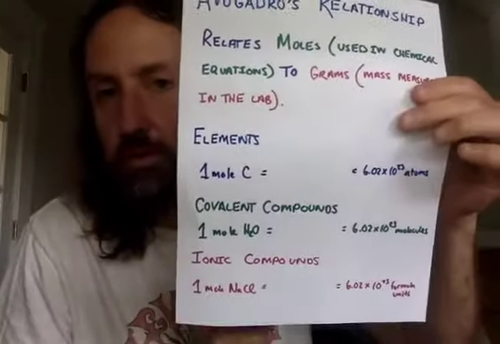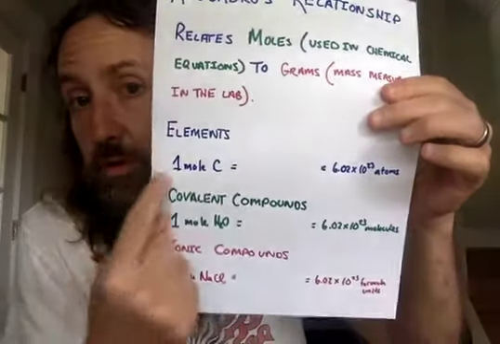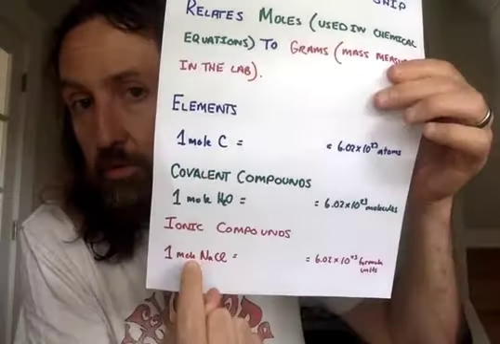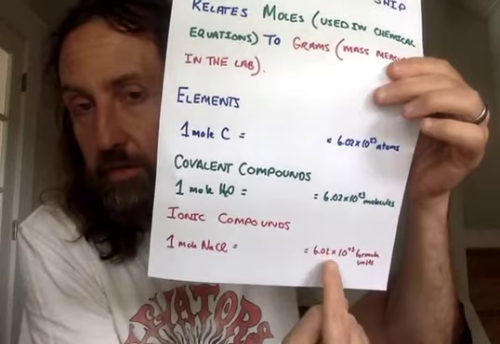Okay, and then the next part is Avogadro's number is always the same, except for elements, it's going to be atoms. For covalent compounds, it's going to be molecules. And for ionic compounds, it's going to be formula units. Okay? And so what you'll notice is the first and third part of these relationships are going to be the same. 1 mole, 1 mole, 1 mole, Avogadro's number, Avogadro's number, Avogadro's number.